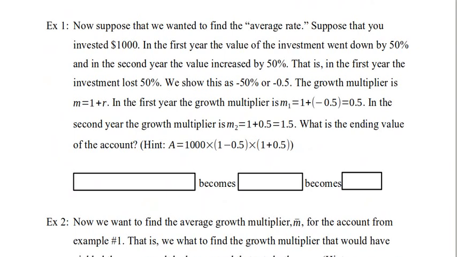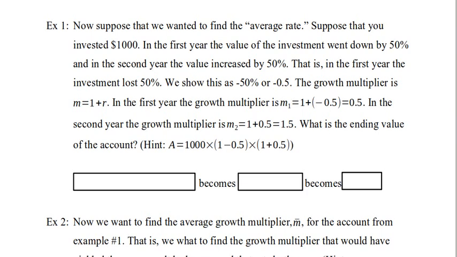Suppose that you want to find the average rate. So let's start with an investment of $1,000. That's not going to be important later on, but it's a nice way to start. In the first year, the value of the investment went down by 50%, and in the second year, the value increased by 50%. Now, it would be very easy to imagine that this ends up back where it started from, up 50%, down 50%. But that assumes that this behaves like addition, but rates behave like multiplication.